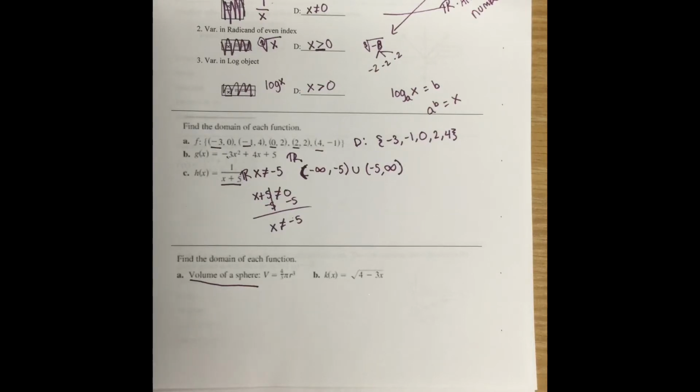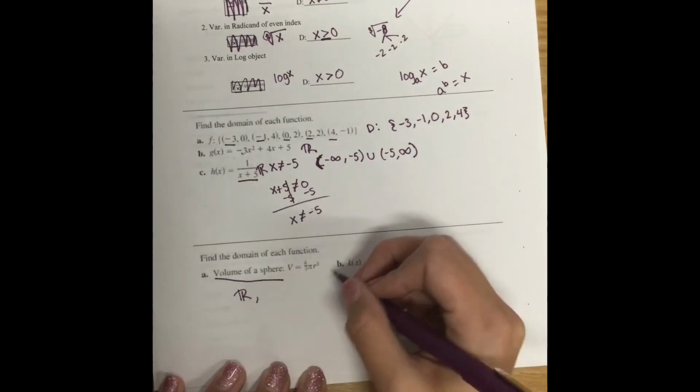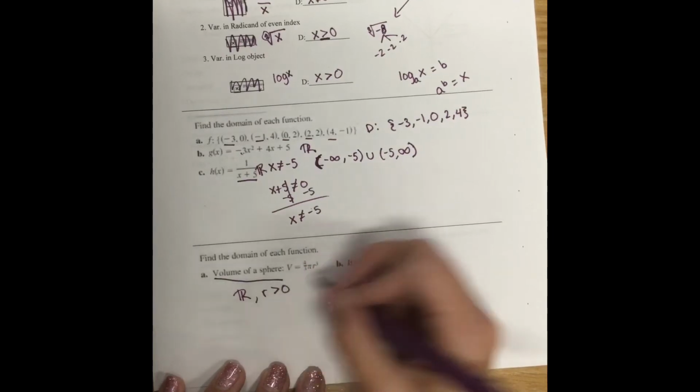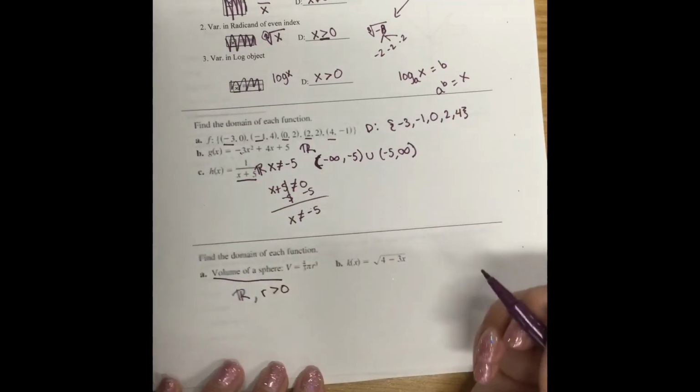So for this one, the domain would be all real numbers, but we can't set our radius less than 0. Our radius has to be greater than 0 because it's a volume, because it's a distance. We can't have a negative distance.